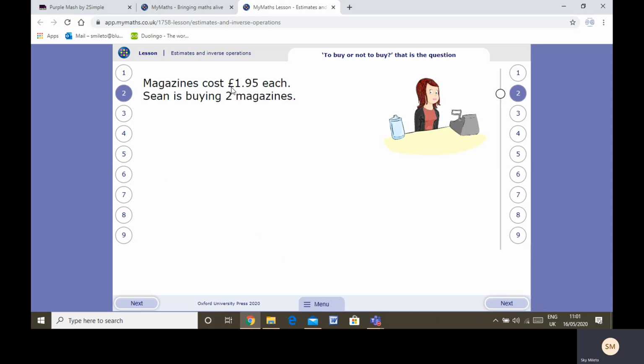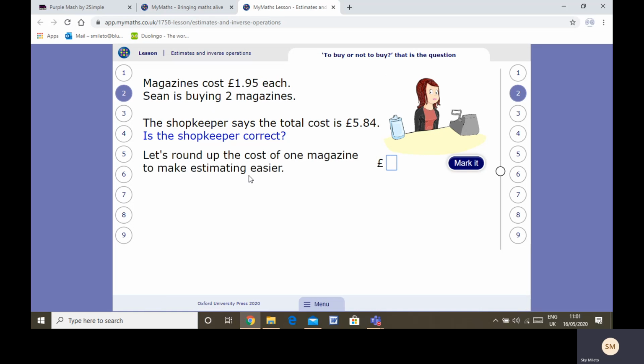So, magazines cost £1.95. Sean is buying 2 magazines. Tell whoever you're with or tell the screen what number I could round this up to if I wanted to know around how much Sean's magazines might cost. I'm going to round this number to £2. The shopkeeper's saying that they cost £5.84, but if I rounded this up to £2 and I know he bought 2, I would say that the magazines cost around £4. Now £5.84 is a lot more than £4, so I don't think the shopkeeper is right.